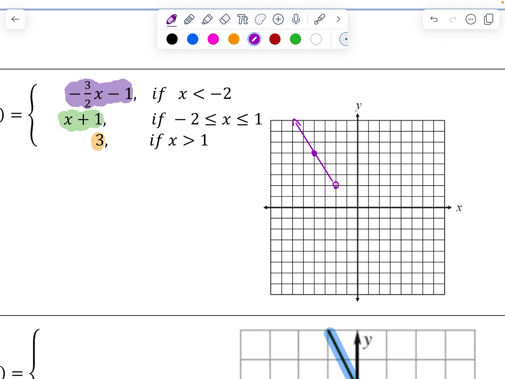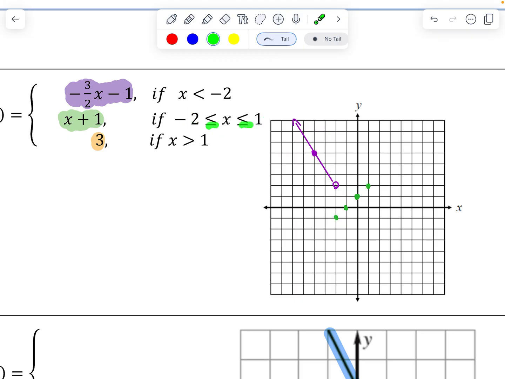The orange piece, actually we'll do the green piece next. The green piece is x plus 1. So starting here at a y-intercept of 1 with a slope of 1. But we're only allowed to graph it out to x equaling 1 and x equaling negative 2. So down 1 over 1 and down 1 over 1. We have to stop this one right here. And that's it. We're only graphing this line between x is negative 2 and x is 1. And that's what this is telling us.